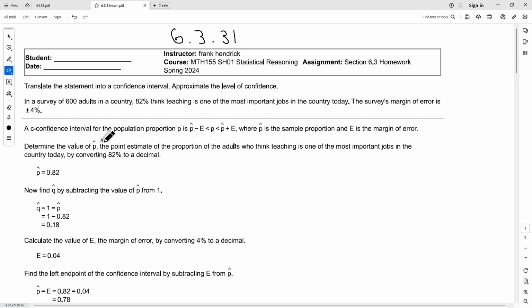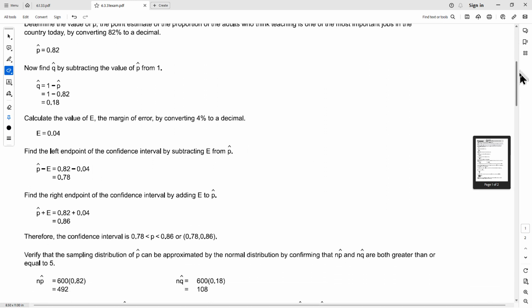Determine the sample proportion p hat, the point estimate of the proportion of adults who think teaching is one of the most important jobs in the country today, by converting 82% to a decimal, which is 0.82. We find q hat by subtracting 1 minus p hat, which is 0.18. Calculate the value of E, the margin of error, by converting 4% to a decimal, which is 0.04.